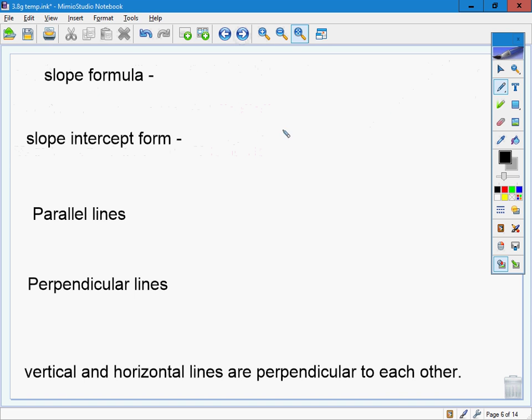Today's lesson. This is out of 3.8 in your textbook. It's important to remember the slope formula. This is an algebra concept. Remember that slope is m.